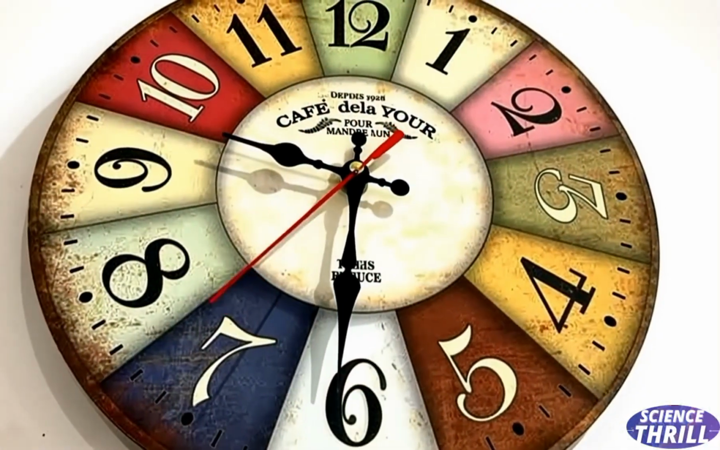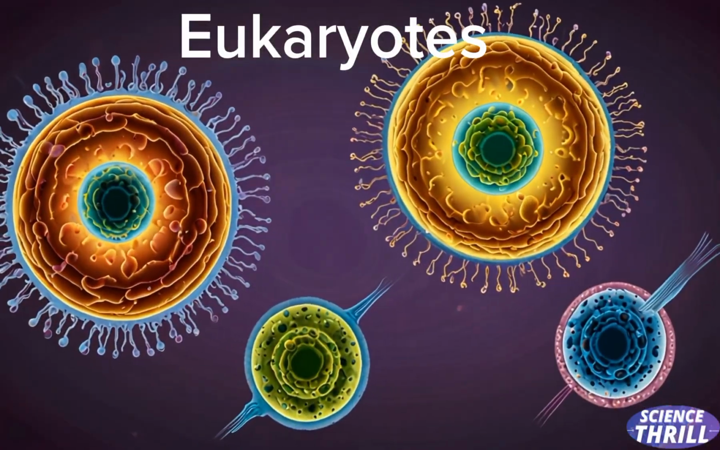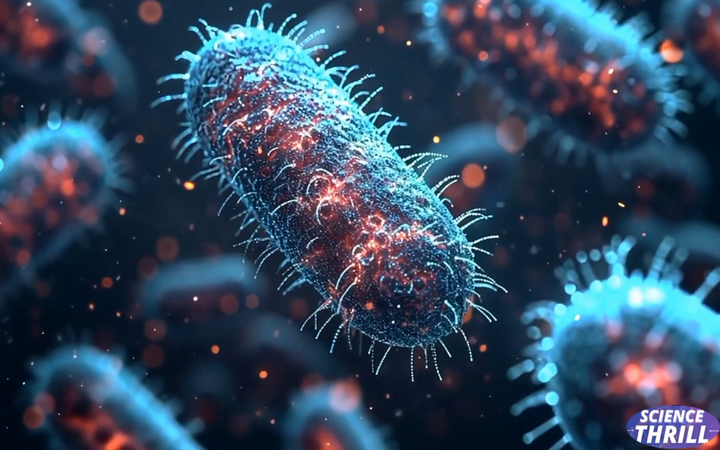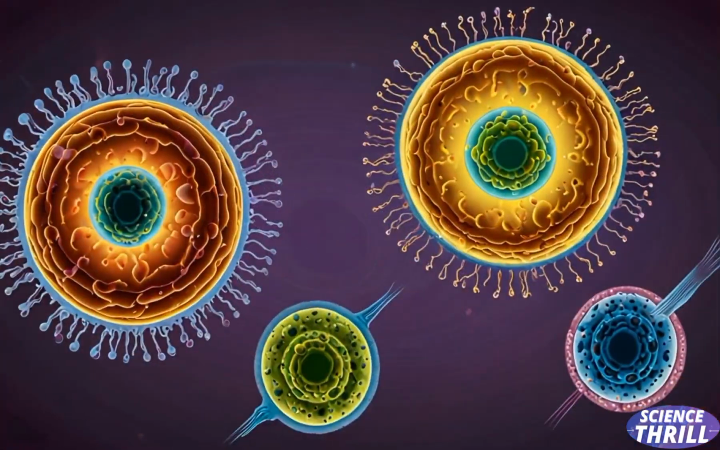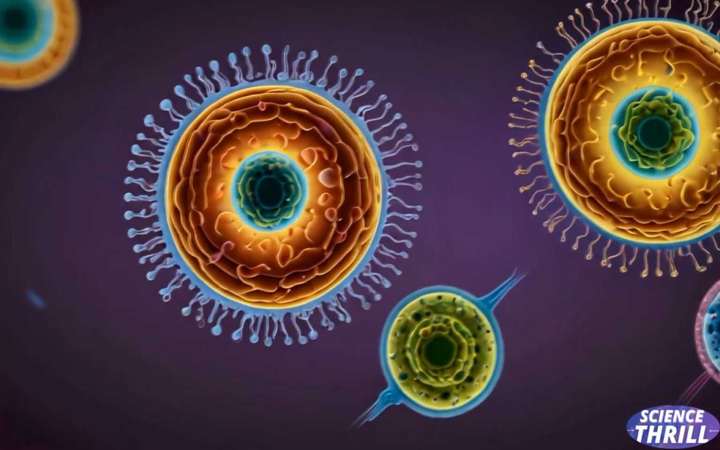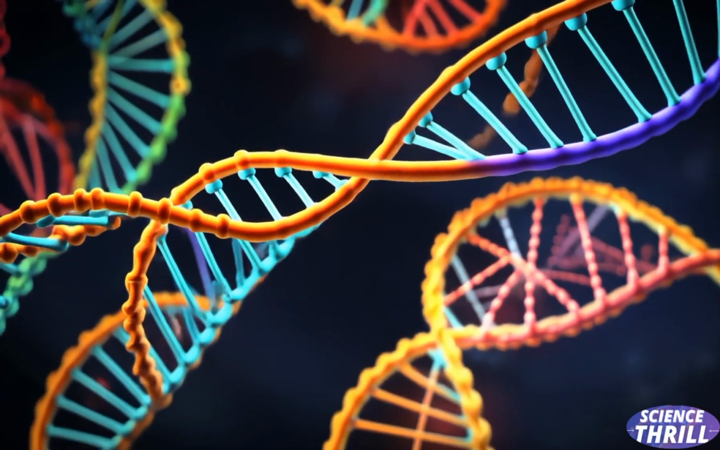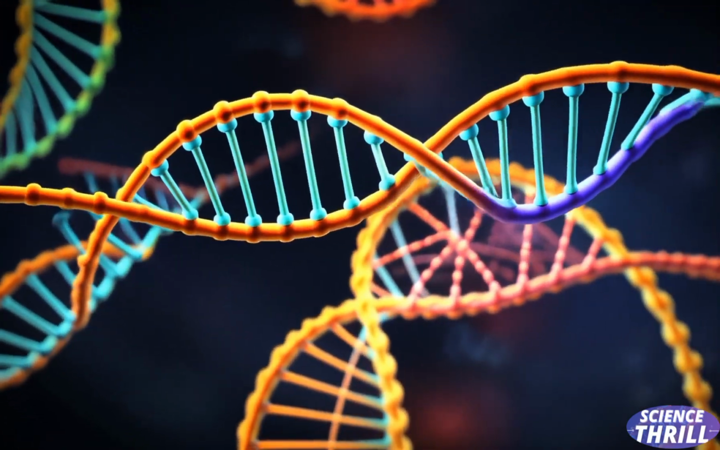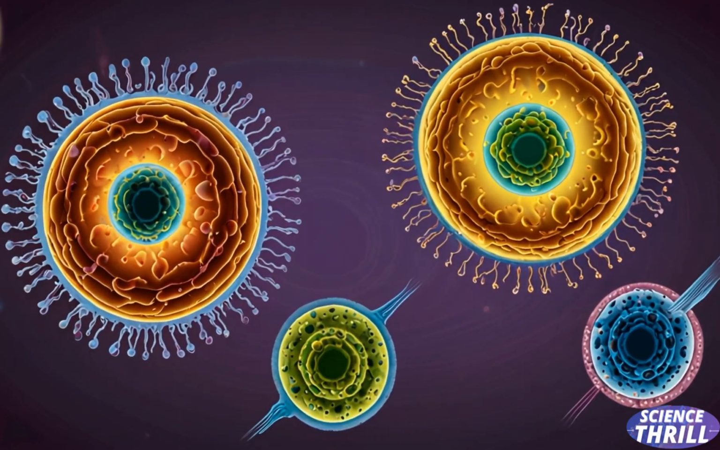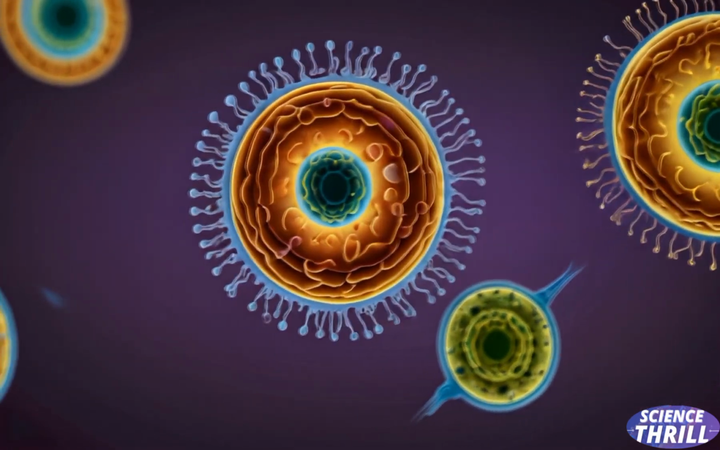Fast forward to around 2 billion years ago, and we see a significant leap in the complexity of life. Eukaryotes emerged, cells that, unlike their prokaryotic ancestors, had a nucleus and other specialized structures called organelles. These advancements allowed eukaryotic cells to perform more complex functions and paved the way for the evolution of more intricate life forms. The origin of eukaryotic cells is still a subject of intense study, with one leading theory being endosymbiosis.